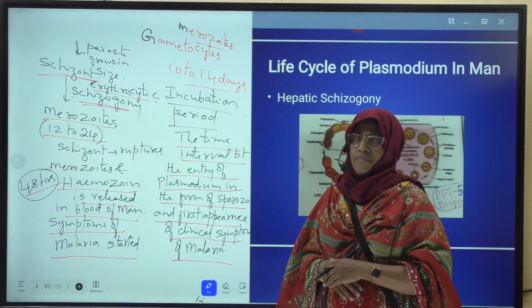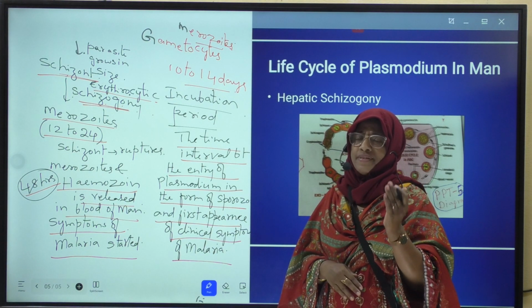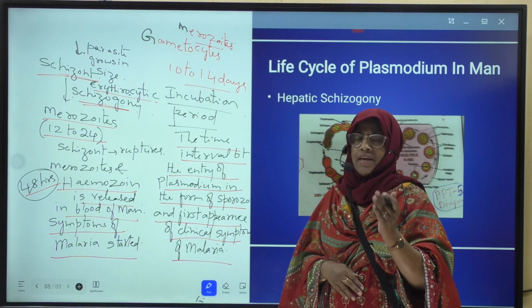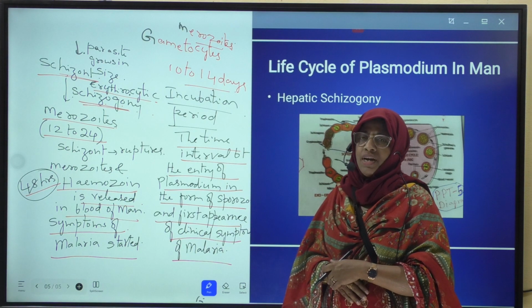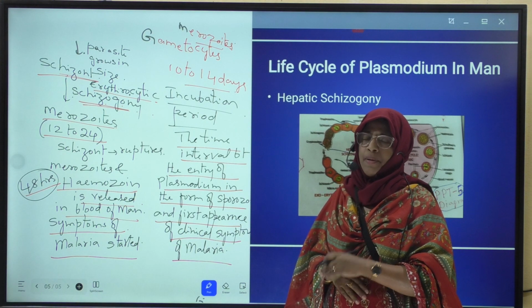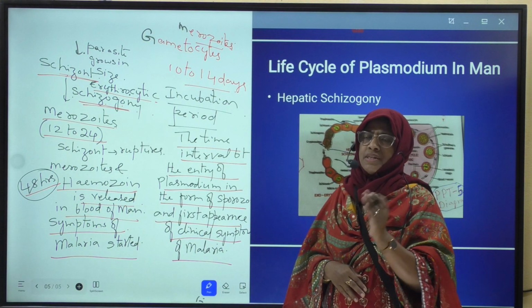Today, the life cycle of Plasmodium vivax in human phase is completed. In tomorrow's class, we will discuss mosquito phase, Plasmodium vivax in mosquito phase.